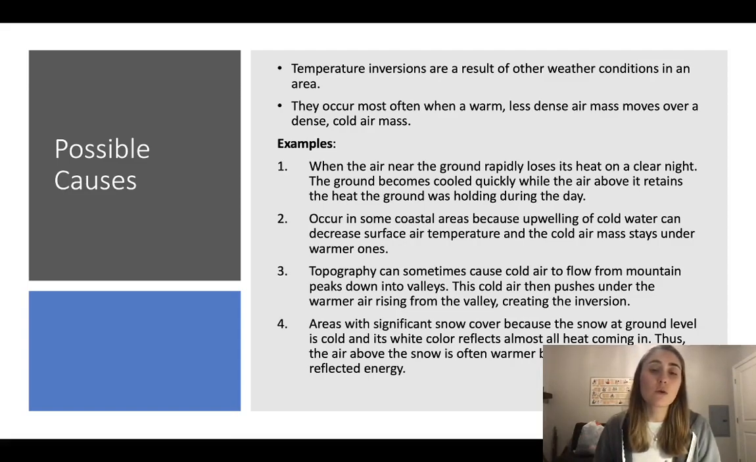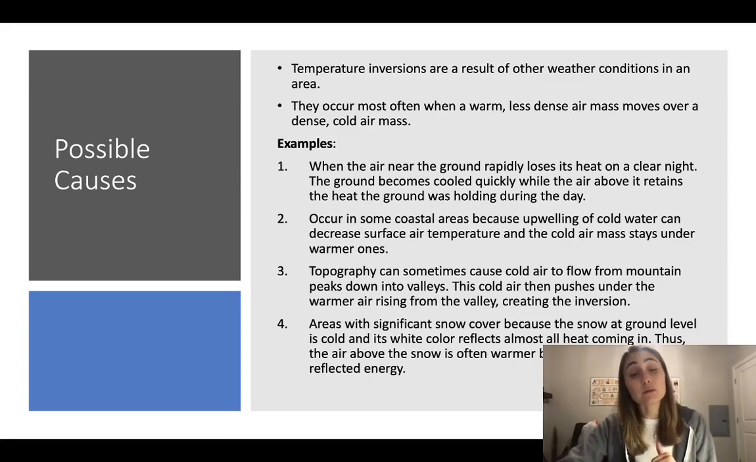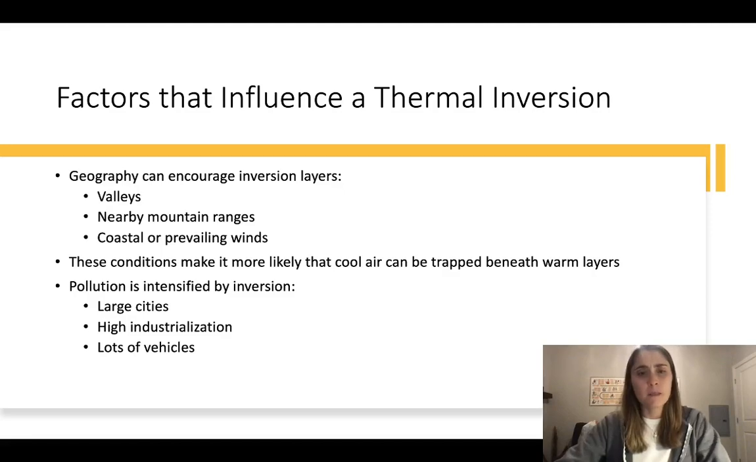So there's a bunch of different ways that this can happen, but the big idea here is that those are non-anthropogenic causes, right? Whereas trapping pollutants in between an inversion layer and the ground, that problem is anthropogenic.